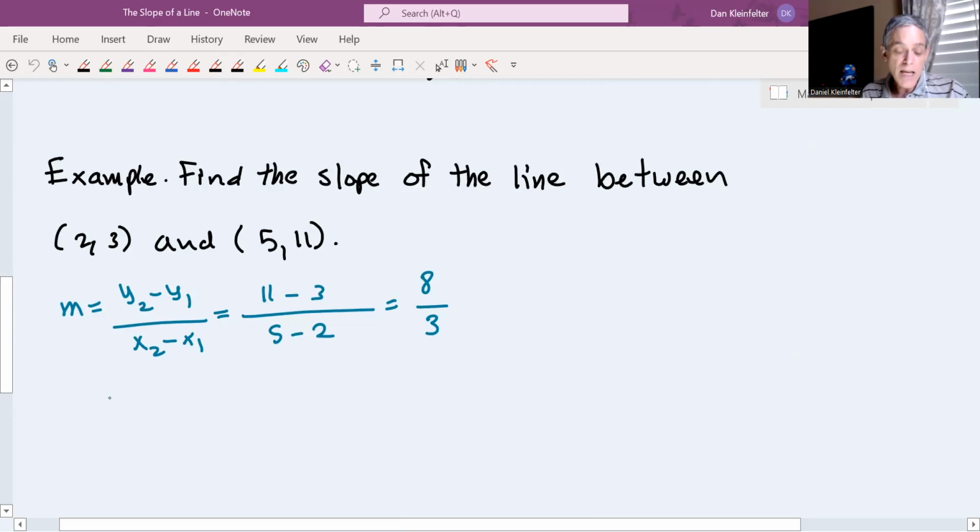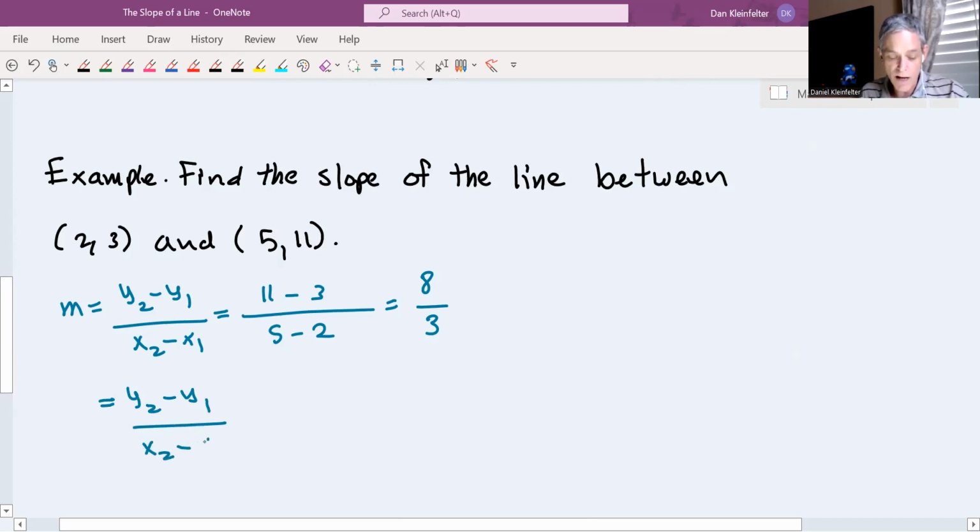Okay, and that's it. If you were wondering, how did I know that the second point was (5, 11)? Would it make a difference if I wrote down the points as (5, 11) and (2, 3)? What difference does it make? Well, it turns out that it doesn't make any difference, as we'll see right now.